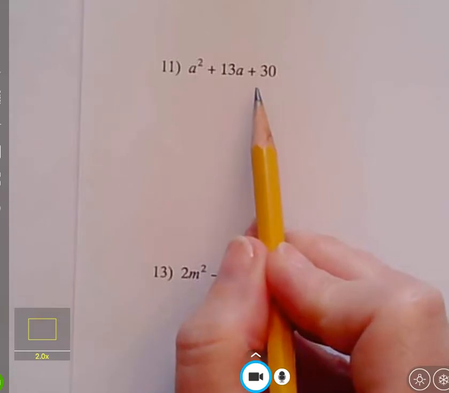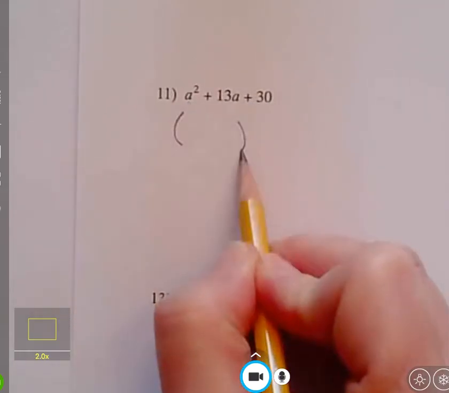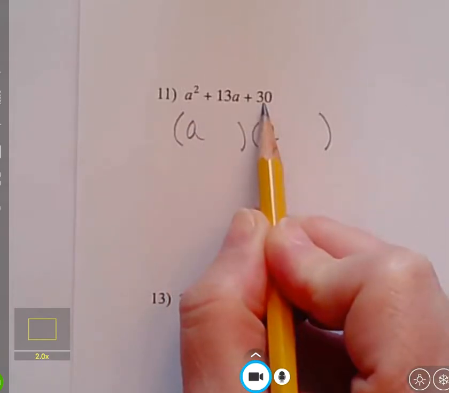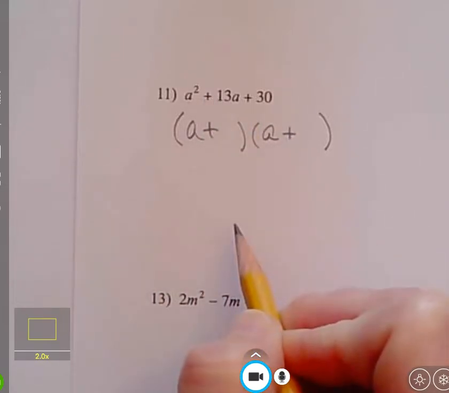Nothing common to any of these. It's got 3 terms, a trinomial, and no coefficient. This one's an easier one. A in the front of each. Multiply to 30, positive 30, and add to get a positive 13. So it's plus and plus.